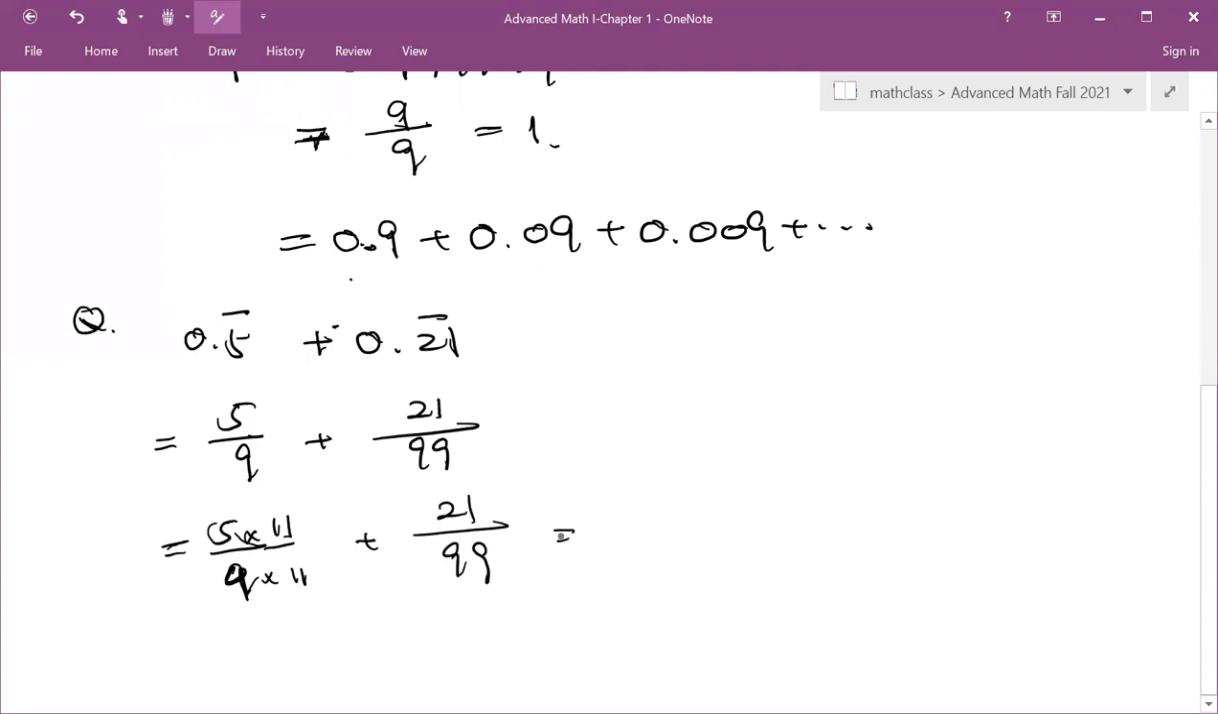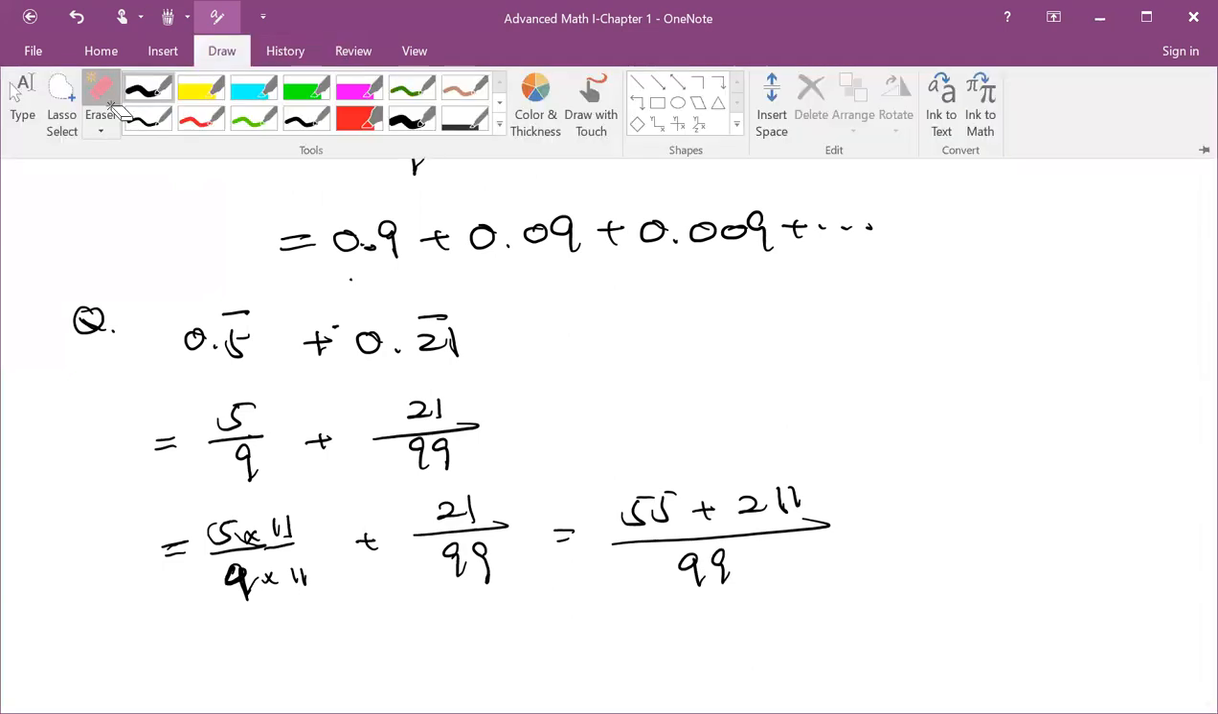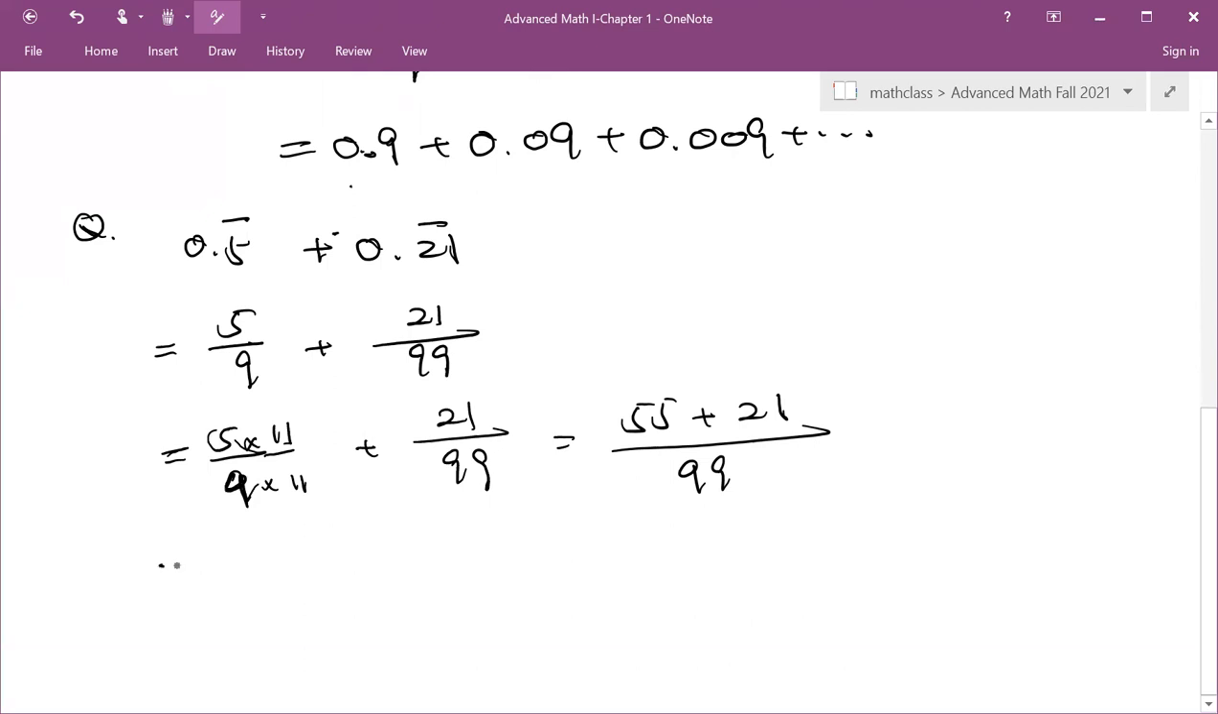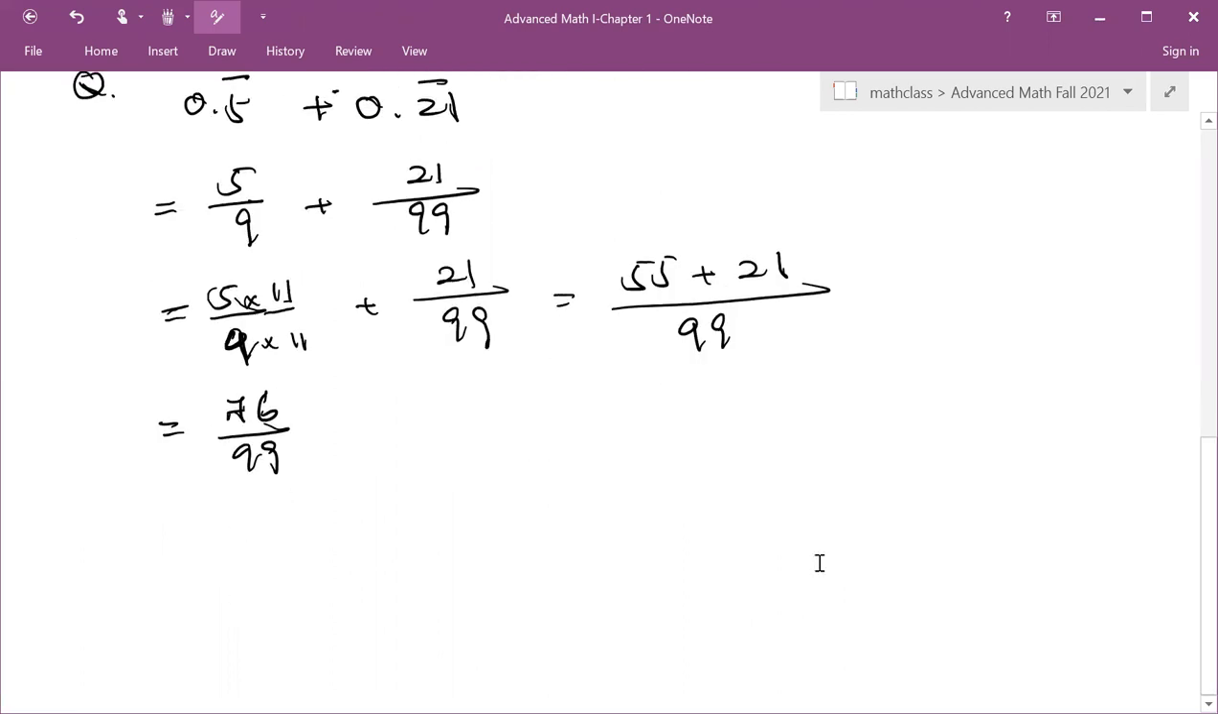Now the numerator is 55 plus 21. For the denominator, you have a common denominator, so it's 99. So the answer will be 76 over 99.